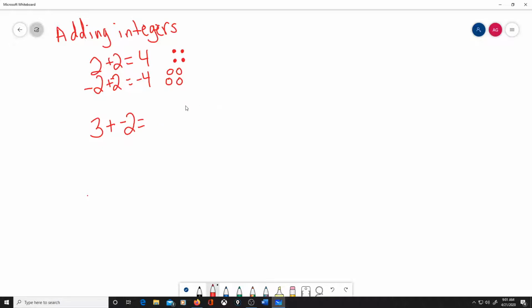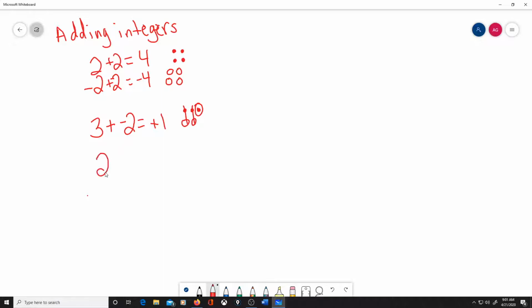And you can think about that with our 0 pairs here. I've got 1, 2, 3 positives. I've got 2 negatives, and we know a positive and a negative makes 0, and I'm left with +1. Alright, so that shows us there. The same thing we can do is we could just subtract them. 3 minus 2 equals 1. Okay, because 3 plus -2 is the same thing as 3 minus 2. And we'll look at that in just a minute as well.